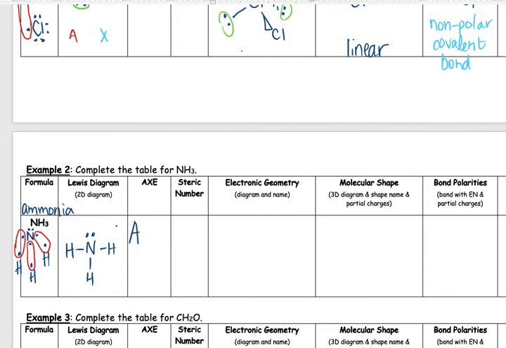A, remember, is the central atom. What's the central atom here? Nitrogen. Nitrogen has the various hydrogens attached to it, so it's the central atom. So A is there. Then from there, X. Here we'll change to a different color. X are the peripheral atoms. Nitrogen's your A. For X, there are 3 peripheral atoms, so you're going to write X subscript 3 like that.